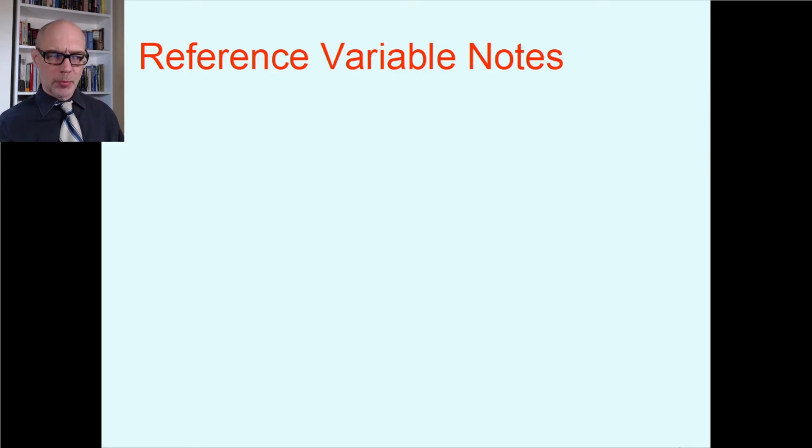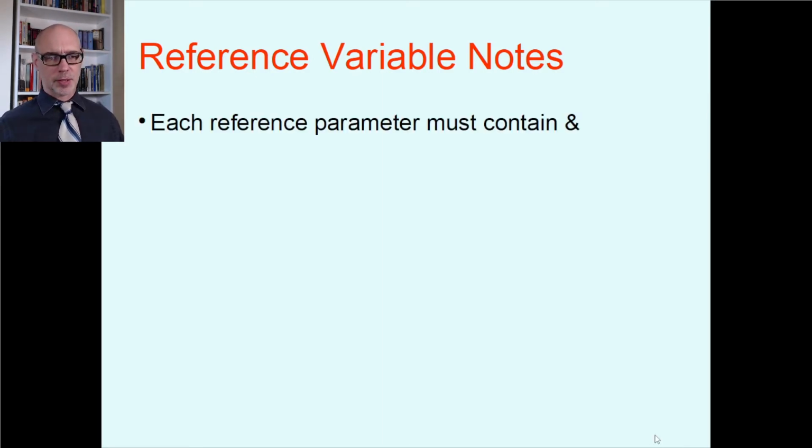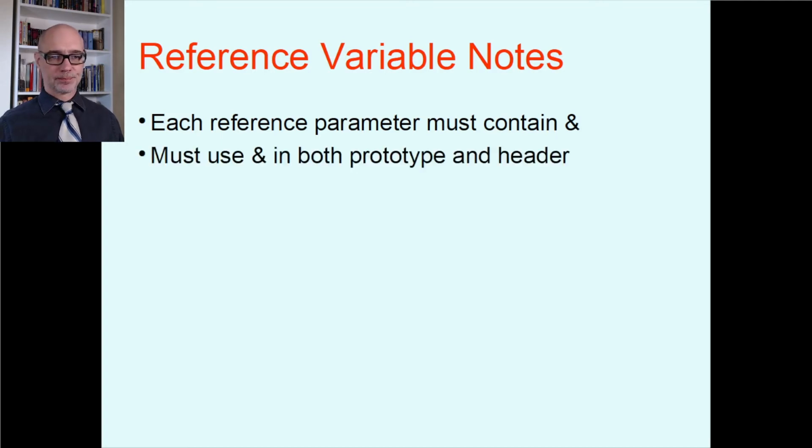All right, so a little bit more power when you're using reference variables. A couple notes about that to be clear. Each reference parameter must contain that ampersand to indicate that you're really passing an address. If I have 2 or 3 parameters and I want them all to be references, they all have to have the ampersand tacked onto it. You've got to use the ampersand in both the prototype and the header, the prototype at the top of the file and the header where you actually define it.